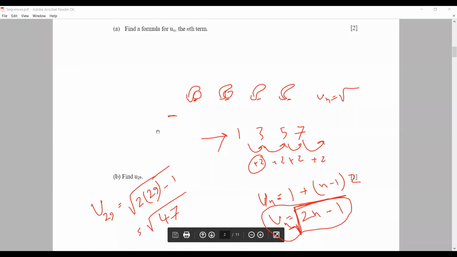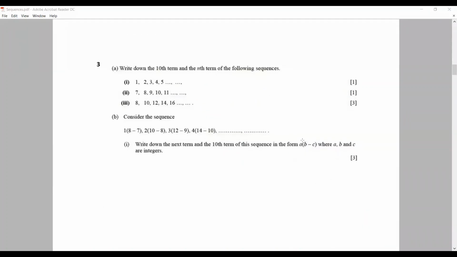Moving on to the next question, question number 3. So we are given 3 sequences, and for each one, I believe we have to find the 10th term. So this is easy. The first one is just the positive integers starting from 1 all the way to basically 10, right? So the 10th term is 10 because the first term is 1, the second term is 2, right? That's easy. This one starts with 7 and goes all the way up to 16. Again, we add 1 each time, right? But we start with 7.